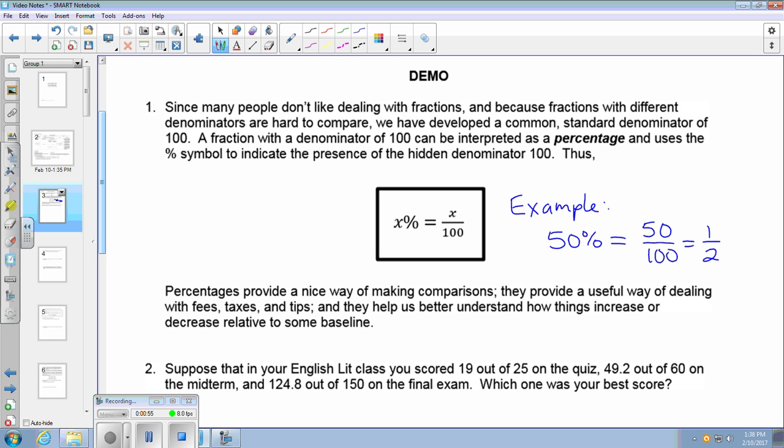Okay. Percentages provide a nice way of making comparisons. They provide a useful way of dealing with fees, taxes, and tips, and they help us better understand how things increase or decrease relative to some baseline.